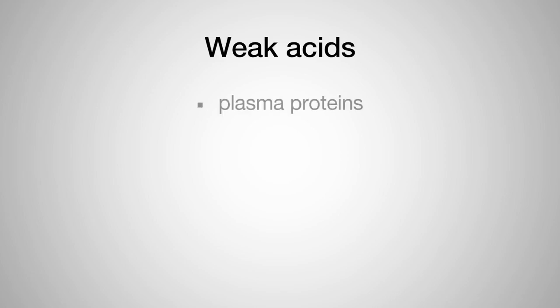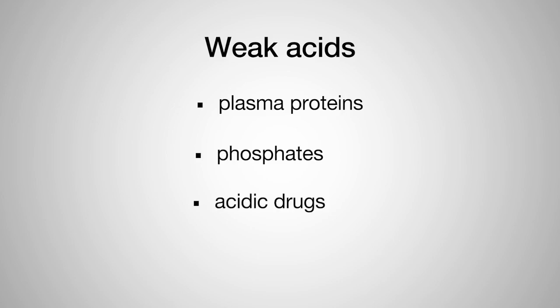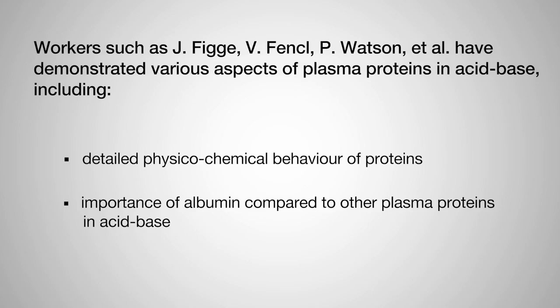Before we move on, I should draw your attention to a few points about weak acids. First, it is clearly not only plasma proteins that behave as weak acids. There are also other contributions, such as the small contribution from phosphates, and even non-physiological effects like some drugs. However, even the proteins are a little more complex than one may think. The idea was introduced that it is not the entire plasma protein level that behaves as a weak acid, but rather just the albumin concentration.